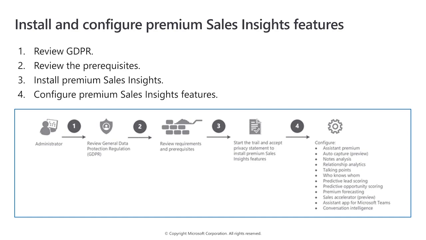We can configure the Assistant Premium. We can auto capture the preview. We've got our notes analyzed. We've got relationship analytics, our talking points, our who knows whom. We'll get our predictive lead scoring and our predictive opportunity scoring. We've got premium forecasting. We've got Sales Accelerator, which is a preview, and we've got our assistant app for Microsoft Teams and our conversation intelligence. So this is how it's going to start to understand all the things that we're doing in integrating with our actual Dynamics 365 Sales data.